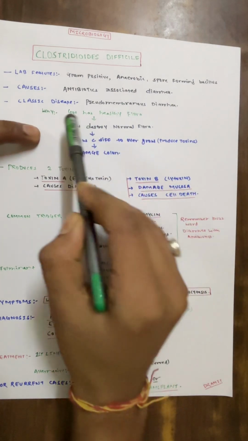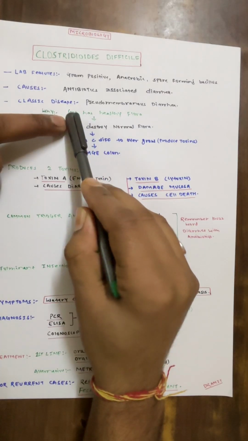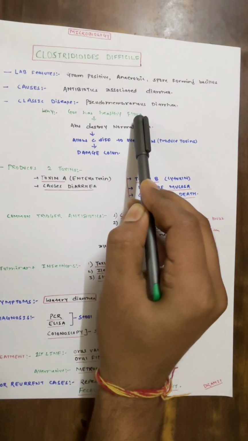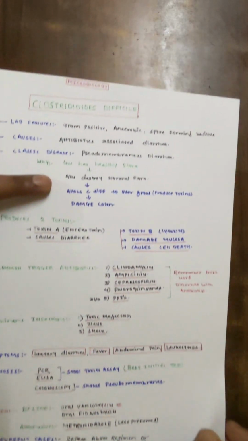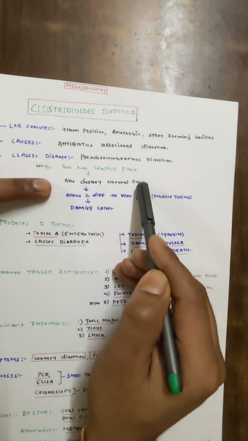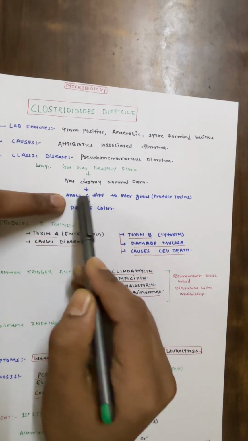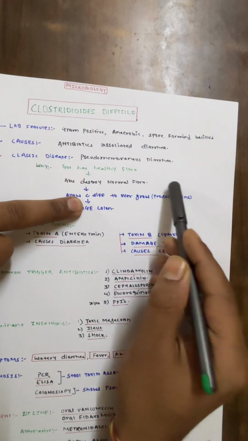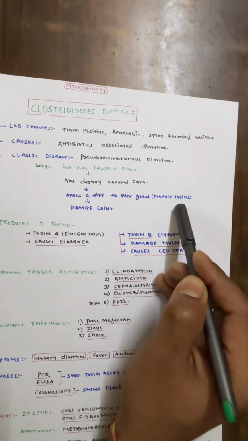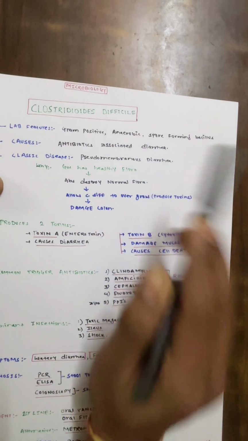So why and how does it cause pseudomembranous diarrhea? We all know our gut has some healthy flora. When we take antibiotics, it destroys our normal flora. When the normal flora gets destroyed, Clostridium difficile grows there, and Clostridium difficile produces toxin. That toxin damages our colon and it leads to pseudomembranous diarrhea.